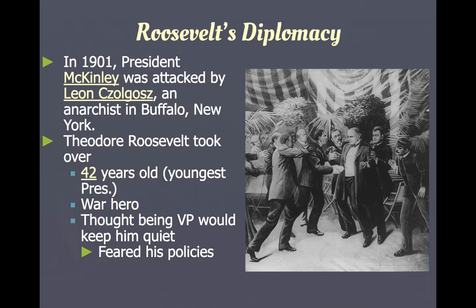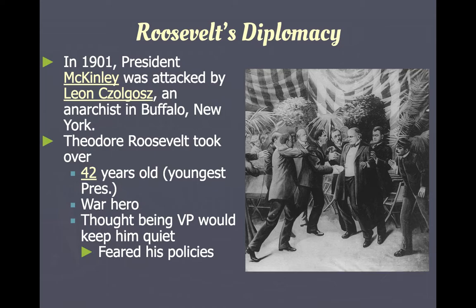So, Roosevelt's diplomacy. In 1901, President McKinley was attacked by Leon Czolgosz. He was assassinated at a place called the Temple of Music, in Buffalo, New York. He was basically receiving visitors. There was a receiving line where people would go through and shake the president's hand and meet with him. And when Czolgosz, a major anarchist, got up there, he slapped the president's hand away and then shot him twice in the abdomen.